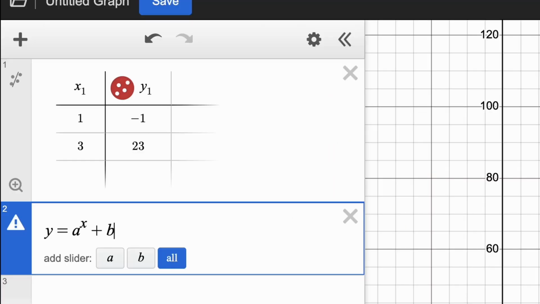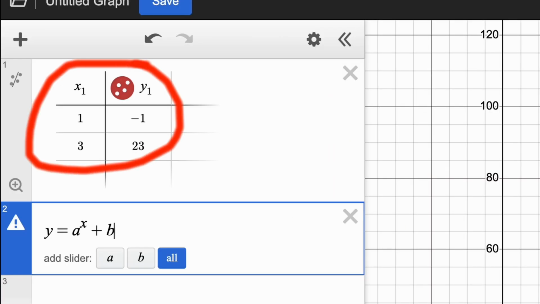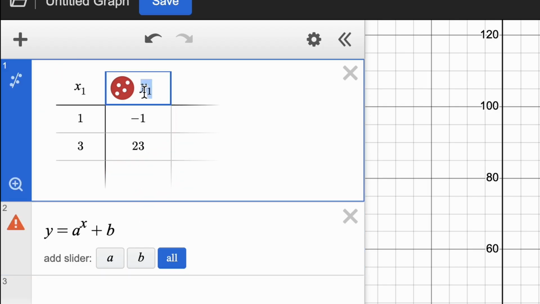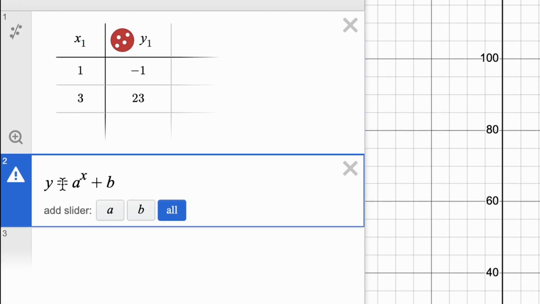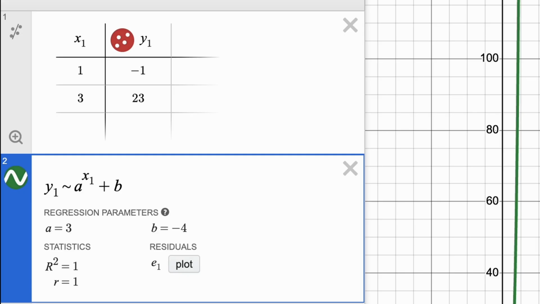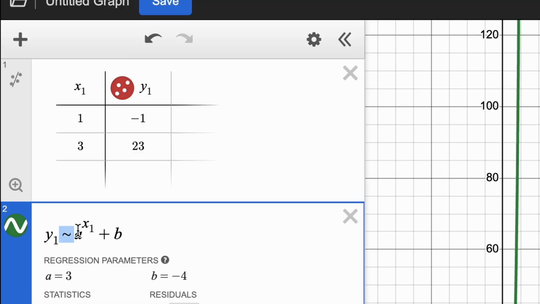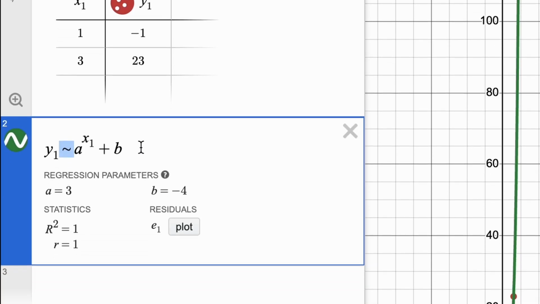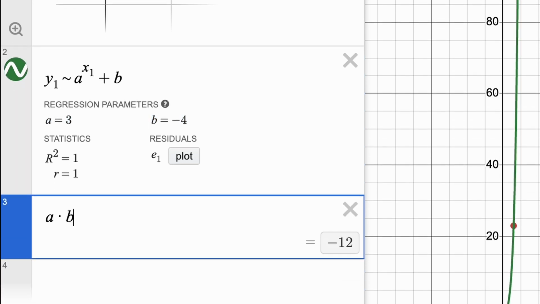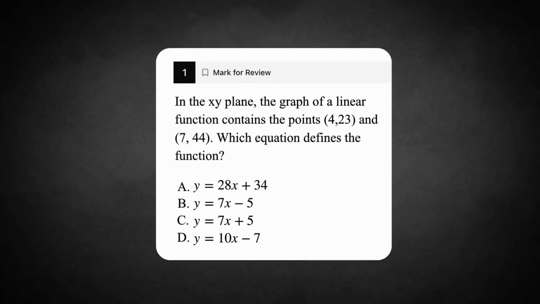Basically, we have to tell Desmos that these points belong to this equation. As you can see, the table is defined with y1 and x1, so our equation must also be written with y1 and x1. And don't forget to replace the equal sign with a tilde because this sign indicates regression. Once we do that, Desmos gives us the values of the unknown constants, so a times b is going to be -12.